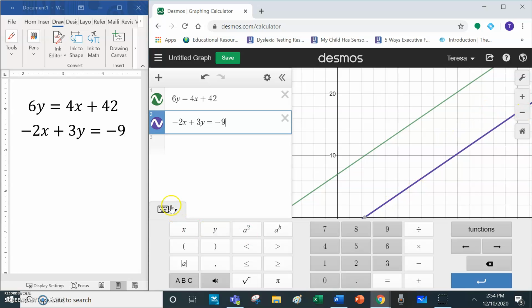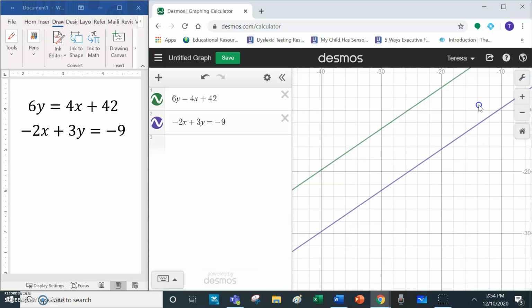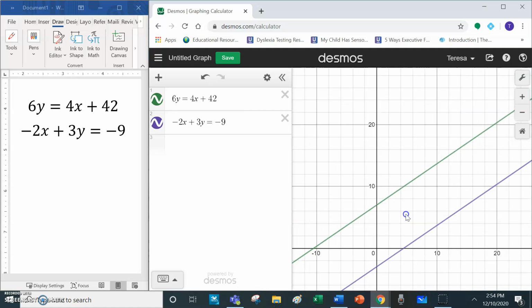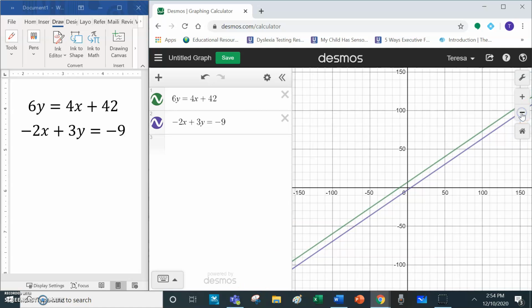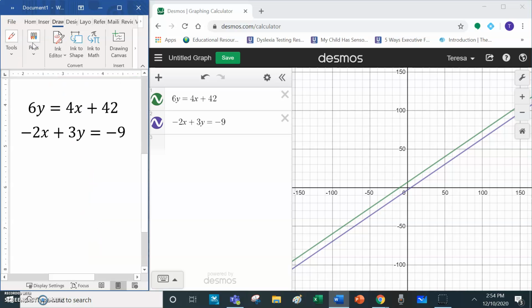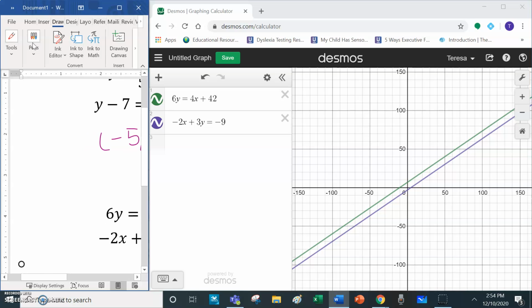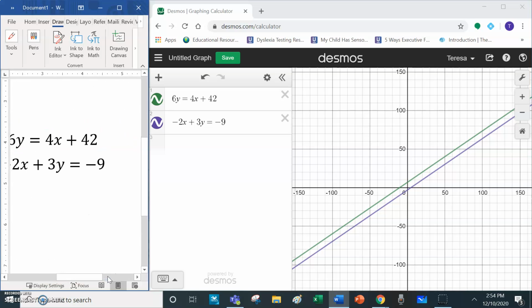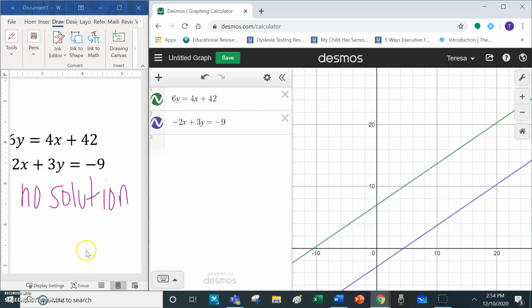Now I'm going to take a look at what I've got, get rid of my toolbar, and I drag down, I drag up, I can zoom out to see these lines are parallel, so there is no solution. I'm going to write down no solution. It will let me, apparently not. Let me use my draw tool. No solution. So if you don't see a solution, you put no solution. If you do see where they intersect, you find the coordinates and you write down the coordinates.